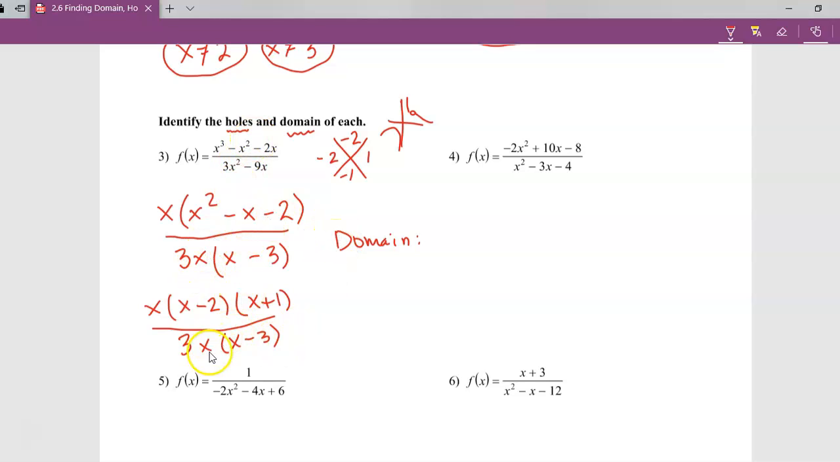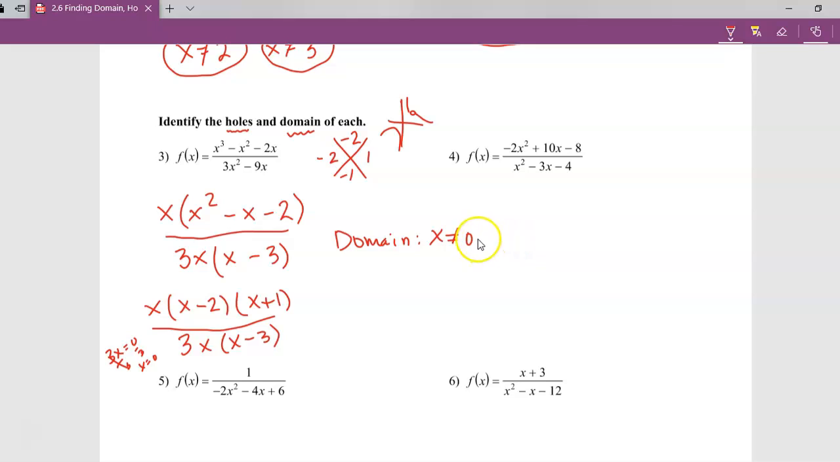So the domain here, because of the denominator, remember only look at the denominator when you're talking about domain, is going to be x cannot be 0, because if x is 0 and I put a 0 right there, I'd have 3 times 0 times -3. Because of that times 0, it would give me 0 on the bottom. So I'm just taking that 3x and setting it equal to 0 and solving, right? 0 divided by 3 is 0. So that's where that x equals 0 comes from.